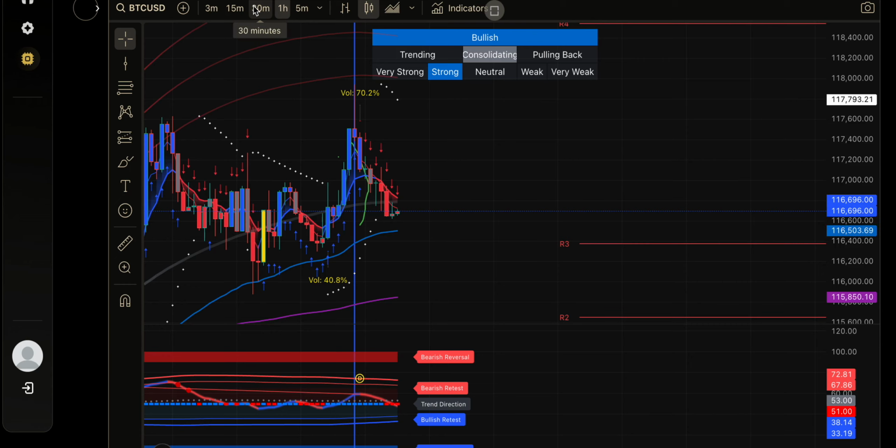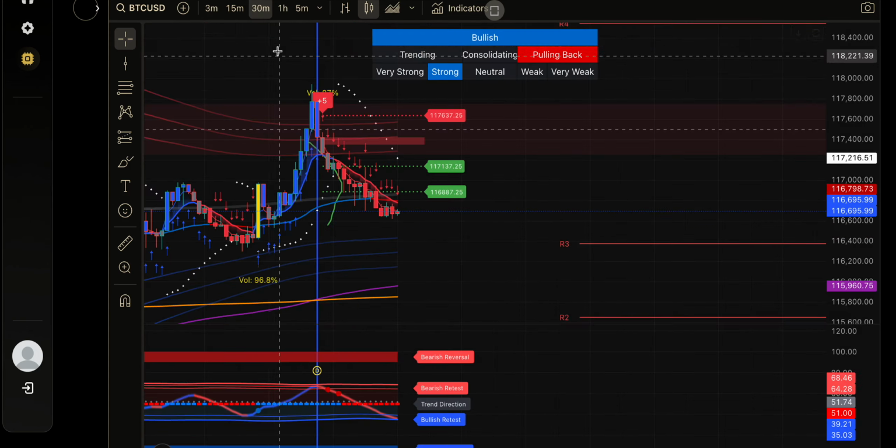So you just need 2 higher time frames out of 15, 30, and 1 hour. 2 of them to confirm a particular direction. That is all you need. You just need 30 plus 15 or 30 plus 1 hour.